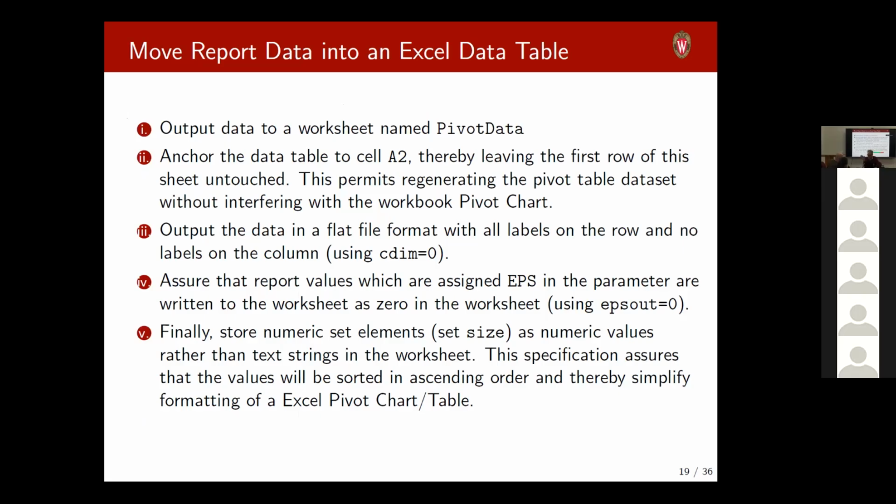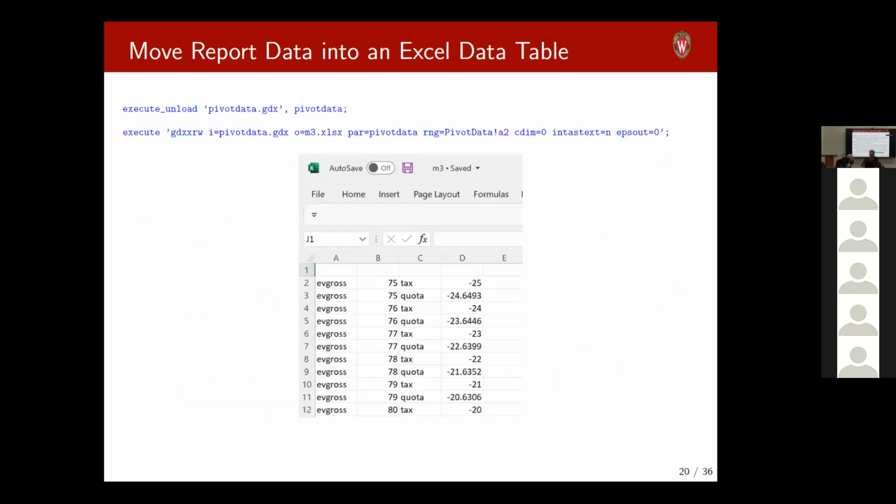Again, Jim doesn't like this because he thinks it gets in his way. He just has one command, but the problem is that there's lots of stuff you have to keep track of. To get it into a pivot table format, you want to set CDEM equal to 0 to push out zeros rather than having them skipped. You want to put in an EPS and convert the EPS into zeros. And there's also storing numeric values as elements. So there's a bunch of stuff we're doing there.